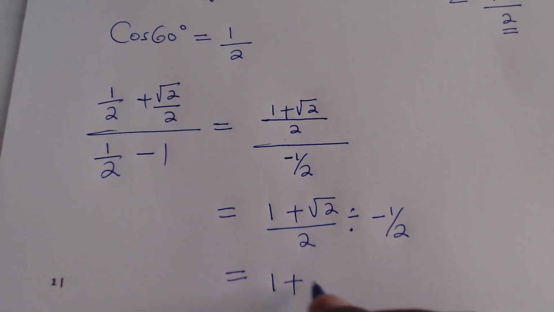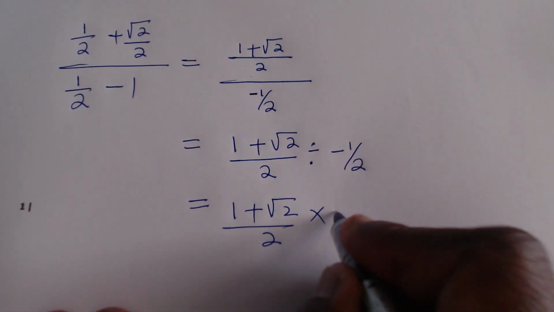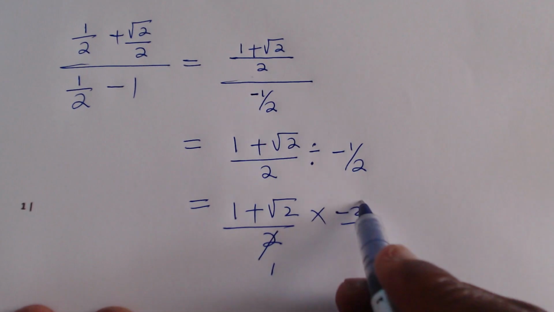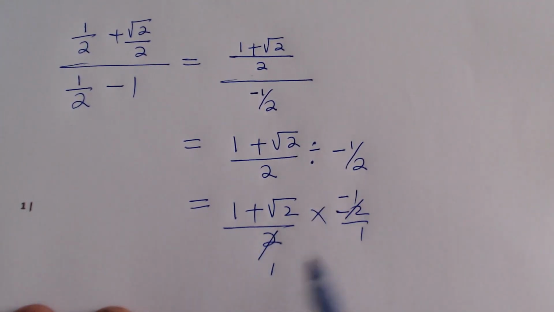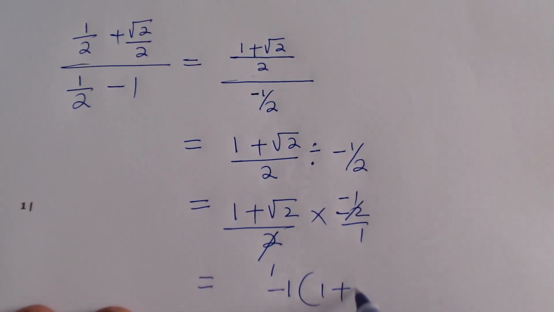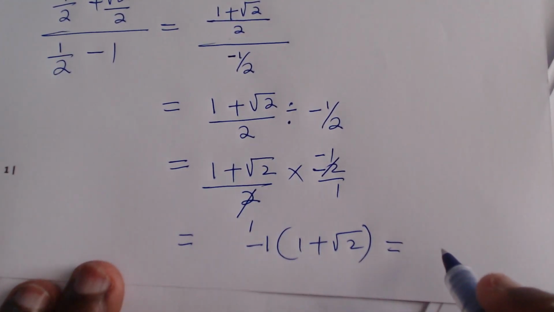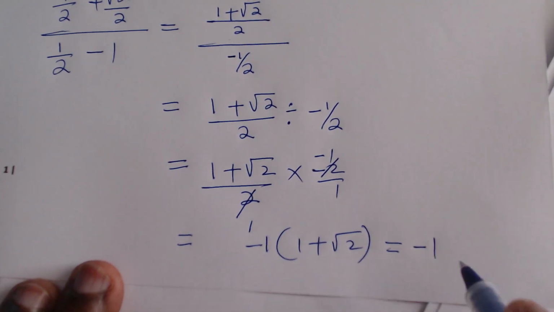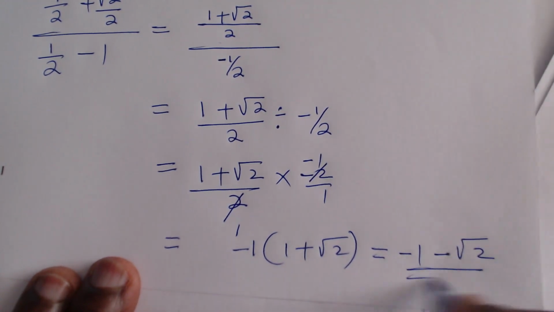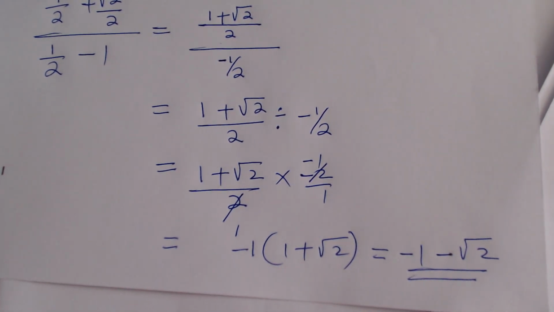So this will be 1 plus root 2 divided by 2, multiplied by the reciprocal of this, negative 2 over 1. The 2 will divide with this, so this will be negative 1. So you shall have negative 1 multiplied by 1 plus root 2, and this simplifies to negative 1 minus root 2. As simple as that. When you multiply negative 1 times this, you get this. So that is how you're supposed to solve that question.